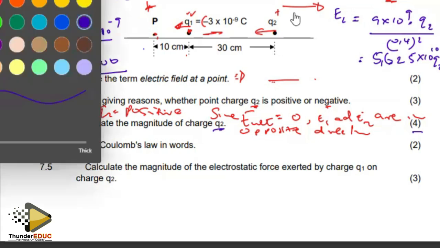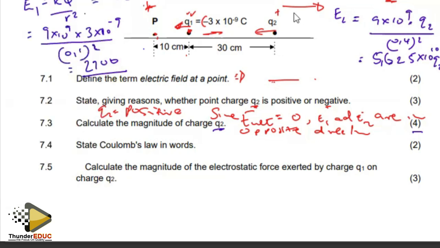But remember, E net is 0, which means E1 and E2 have to be the same. So this is the same as 2.7. Divide both sides by 5,625 times 10 to the 10. So when I do that, I'm going to have 2.7 divided by my answer. Getting a weird answer. It's 4.8 times 10 to the negative 8. This is negative 8 coulombs.